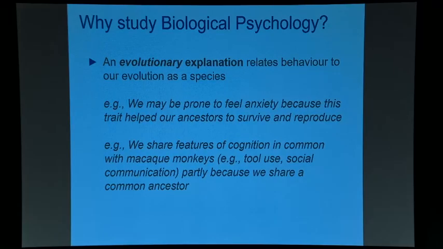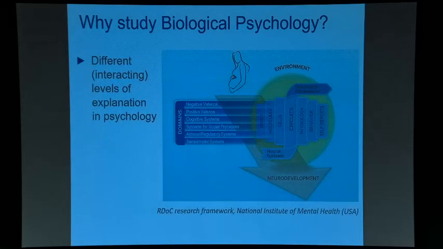Okay, so there are different kinds of explanations, different levels of explanation that we tend to appeal to to try to understand human psychology. This figure here is meant to sum that up. This is from something called the RDoC research framework, developed by the National Institute of Mental Health in the US. And this has been quite influential in guiding how research funding has been used in the US in recent decades. And this figure is just illustrating a number of different levels of biology that underlie human development and behavior.